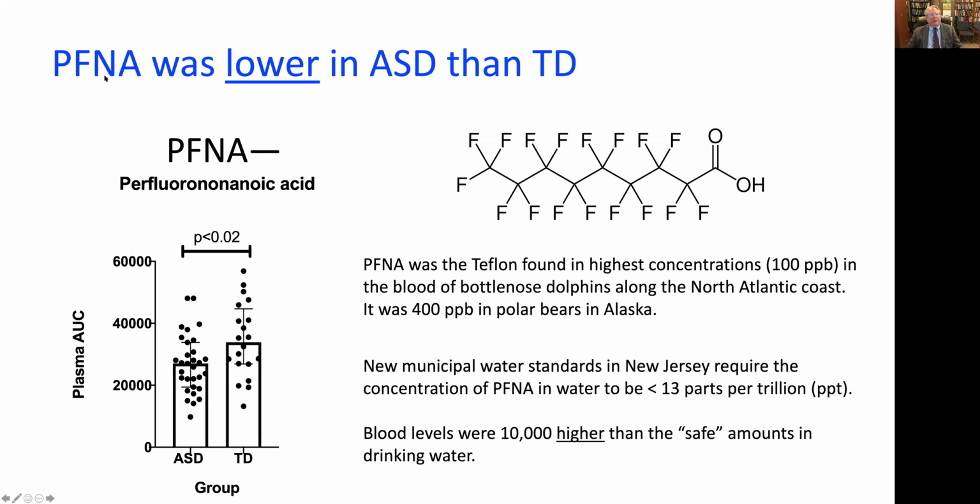Here's an example: PFNA, the perfluorononanoic acid, was lower in ASD. This is the structure of this Teflon on the right-hand side, and you can see on the left it was lower than in TDs. PFNA turns out to be the most common Teflon found in Atlantic dolphins and polar bears, and the levels can be 400 parts per billion in polar bears. But in New Jersey, the new standard in municipal water is that it has to be below 13 parts per trillion. So the blood levels in the polar bears and dolphins can be 10,000 times above what was considered safe in drinking water.